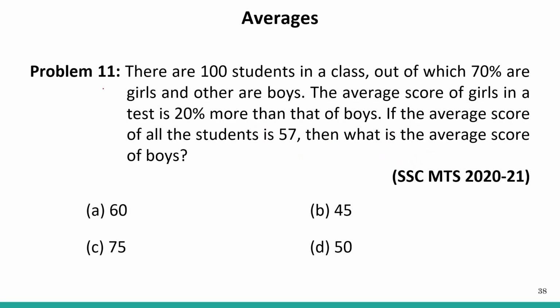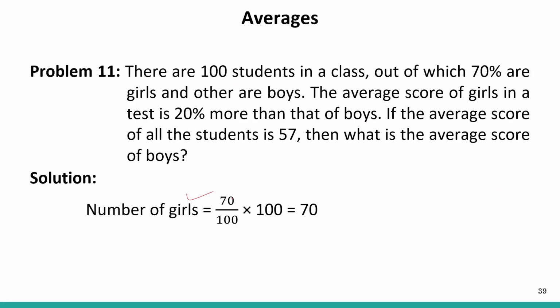So let's go forward with problem number 11. There are 100 students in a class, out of which 70 are girls and the others are boys. The average score of girls is 20% more than that of boys. If the average score of the students is 57, then what is the average score of boys? Is it 60, 45, 75 or 50? So let's explore and see which among these 4 is actually the correct one. This question has appeared in the SSC MTS 2020-21 paper.